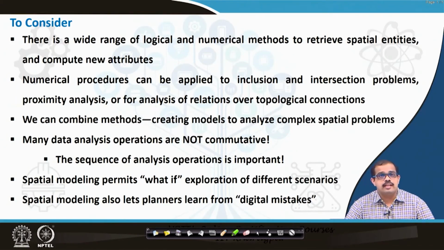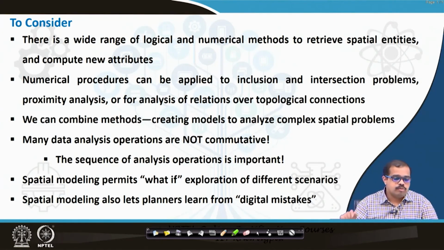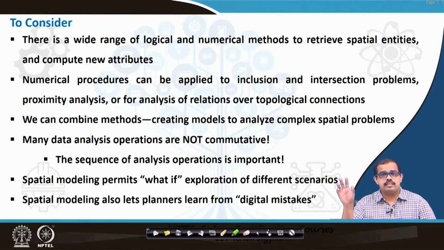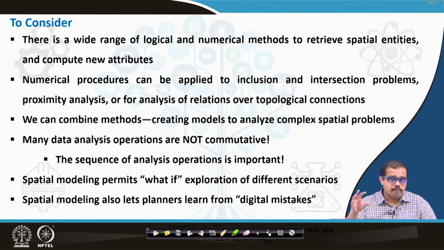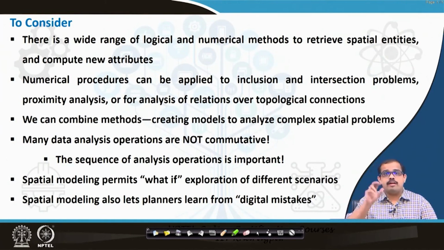The very important thing I have to point out here before I finish off the basic part of the analysis is that people have to understand certain things when looking at GIS. There may be a lot of logical and numerical methods to retrieve spatial entities, compute spatial entities, or do any kind of analysis or operation. So you have to look at exactly what is valid. Please look at the theoretical explanation of how you are applying a particular tool, or why you are applying a particular tool.